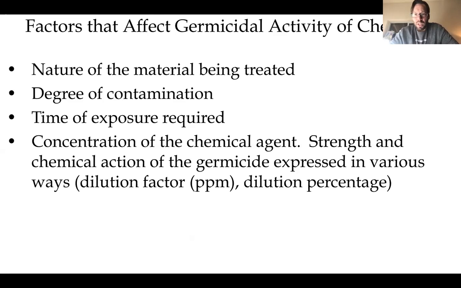Concentration of the chemical agent. Things that have to be more highly concentrated are probably not going to be better candidates for using on human tissue than things that have less concentration. And we determine that concentration by dilution factor, parts per million, or a dilution percentage like 70% ethanol or 90% isopropyl alcohol, that kind of thing.